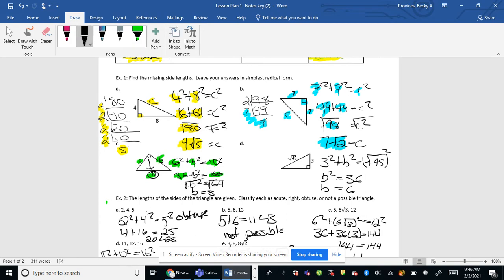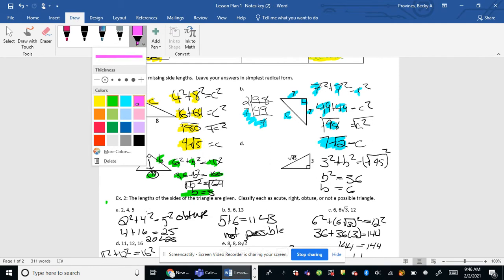And if we take the square root of B squared, we're left with B. The square root of 64 is 8. The square root of 64 is also negative 8, but since this is the measurement of a side length, we can't have a negative measurement. All right.